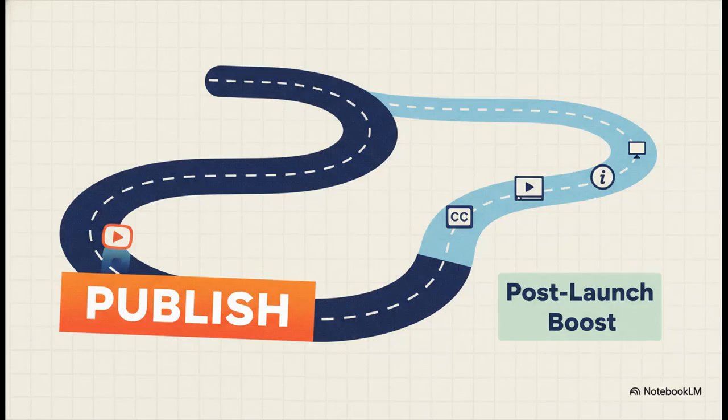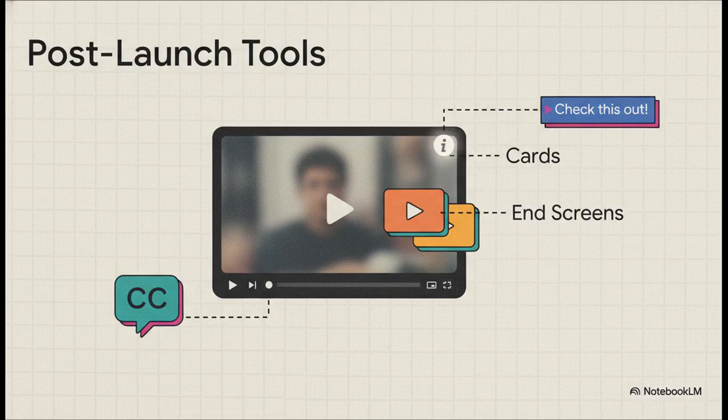But wait, just because you hit that publish button doesn't mean your job is done. Not at all. In fact, YouTube gives you a few more really powerful tools you can use after your video is live to keep the momentum going. And here they are. Subtitles are great for accessibility, but they also help with your search ranking. End screens are absolutely vital for suggesting what viewers should watch next, keeping them on your channel. And cards? Those are the little pop-ups you can use to link to other videos or playlists while people are watching.